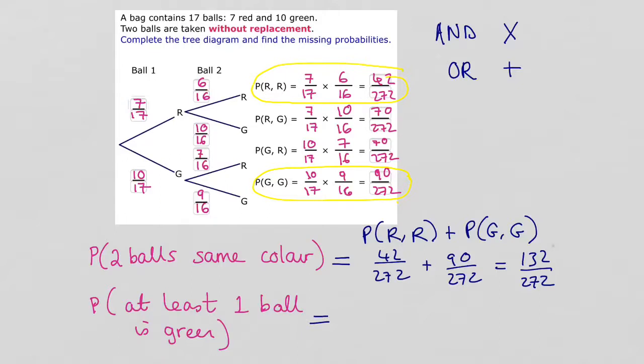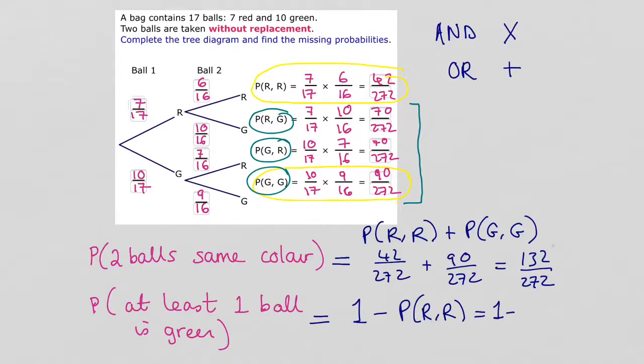Now this question here, this is at least 1 green ball. Well, if I looked at least 1 green ball being in the outcome, it could be that, it could be that, it could be that. So I can add all three of those together, or hopefully you've kind of spotted a little shortcut here. I can just do 1, take away the probability that it's red.